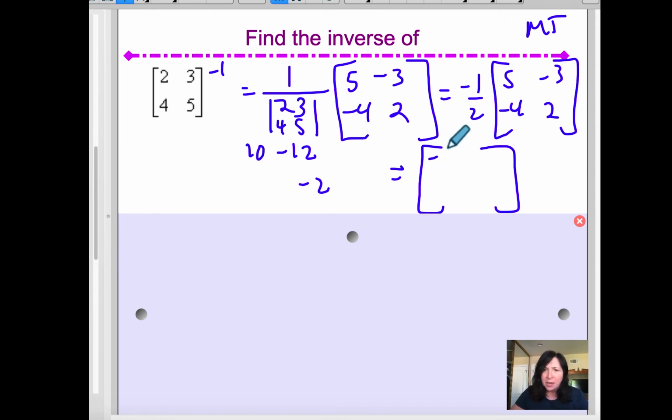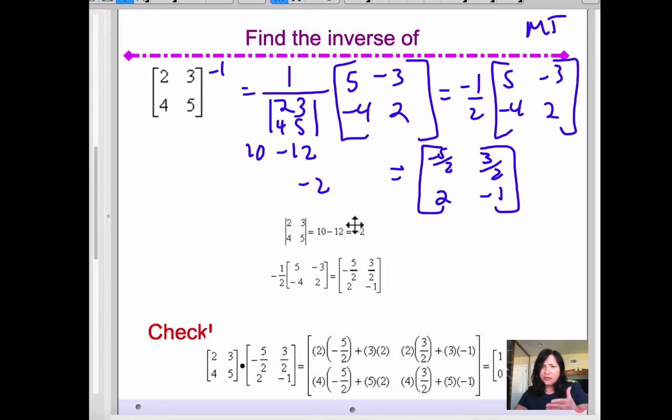And that's going to be negative 5/2, 3/2. Negative 1/2 times 2 is going to be negative 1. And this would be 2. And again, this right here is just what I just drew. Exactly the same. And then again, checking your answer, you take your matrix and you multiply by its inverse, and you should get the identity matrix, which is 1, 0, 0, 1.